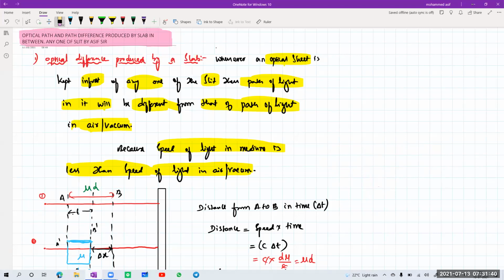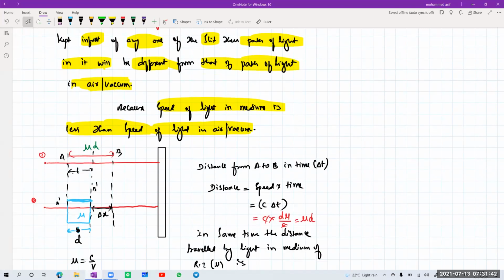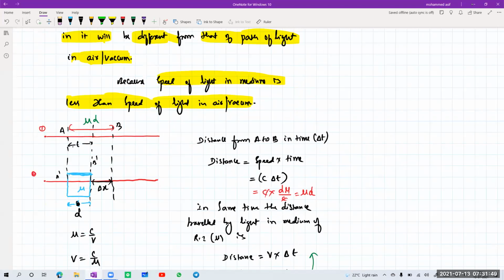Okay now? Yes, sir. Why is it happening? Because the speed of light in a medium is lesser than the speed of light in air or vacuum. Now see this diagram better. This is, say for example, some screen for you.